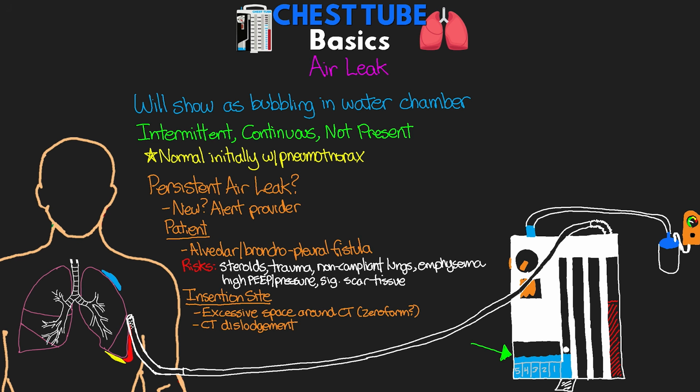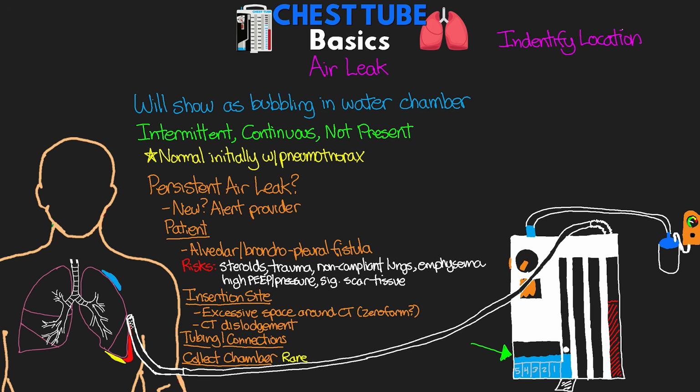This air leak could also be the result of a problem with our tubing or the connections that we have on our tubing, as well as, although rare, it could potentially be a result of a problem with our collection chamber. Now, if we do have a persistent air leak, especially a new persistent air leak, we want to identify where it is coming from.